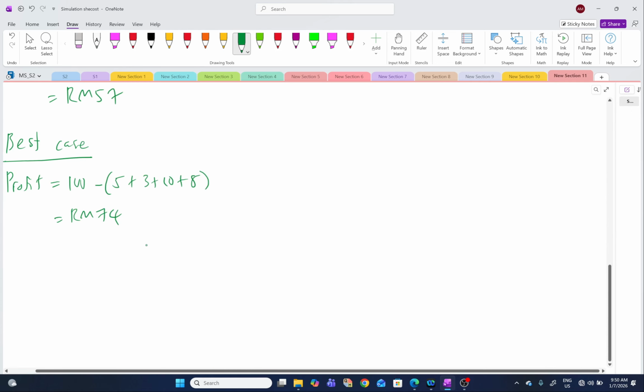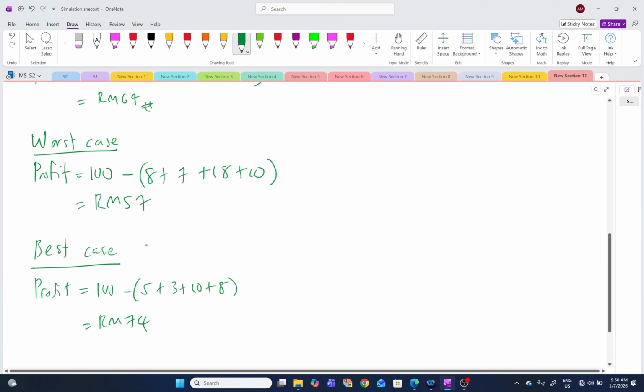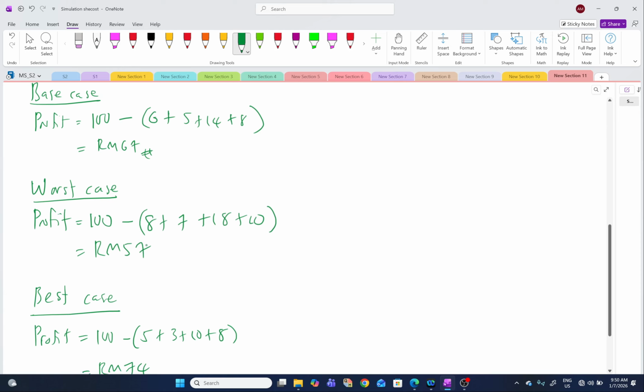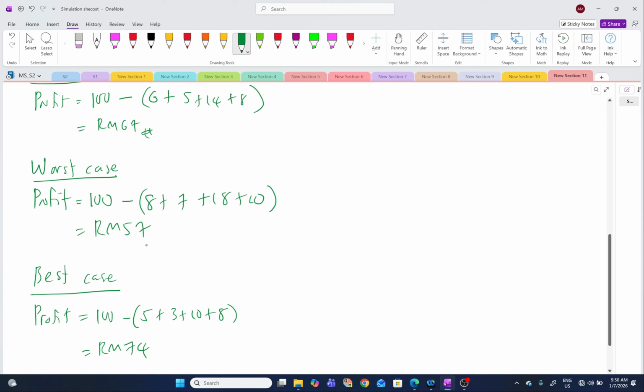$26 here, so this one would be 74. So this is the answer: worst case, best case, and base case for the profit. So if the question comes out like this, you have to answer like this. This is question A. Now we are moving to question B.